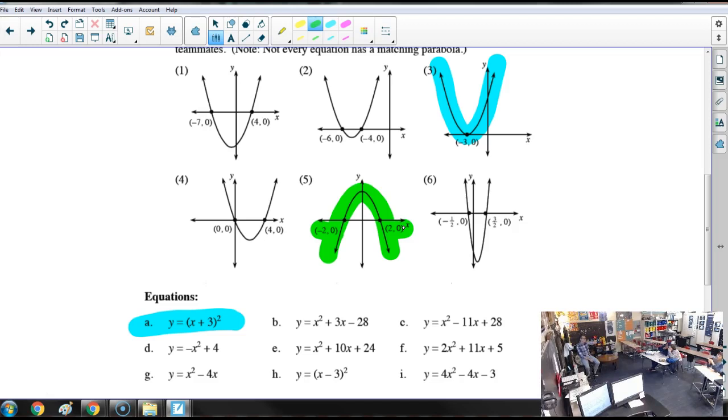No b value, right? So is D the only option with no b? Yeah, so it's gotta be D. It's a negative because it's upside down, and it's a difference of squares, so it's missing a b. Is this starting to become easier?